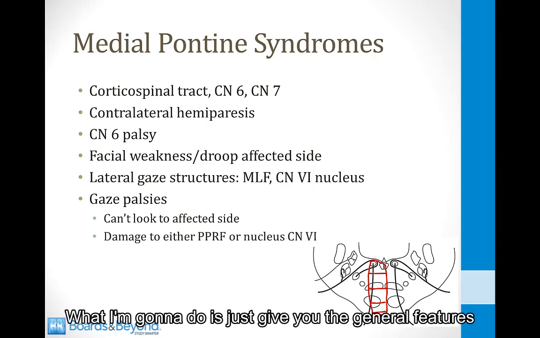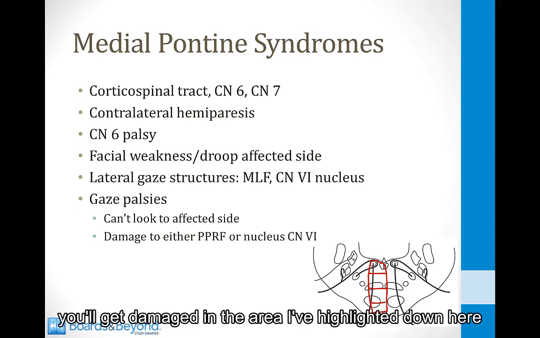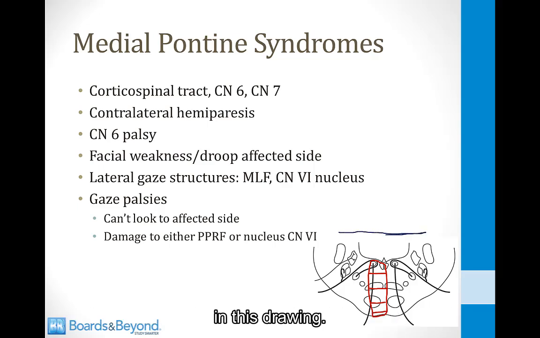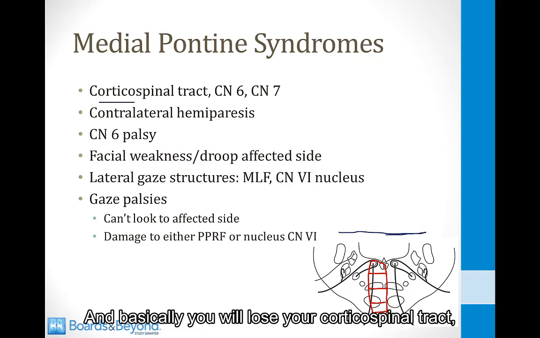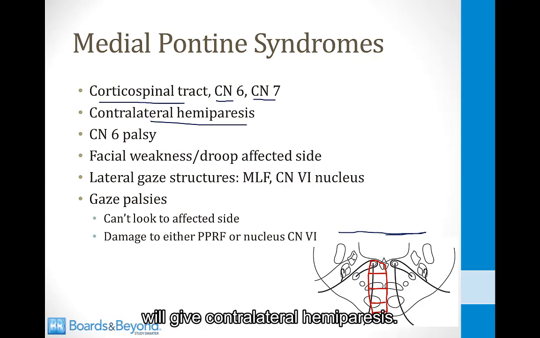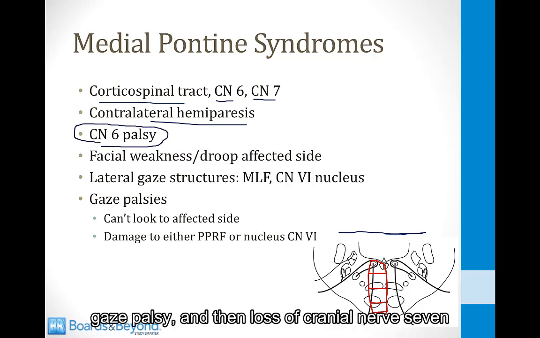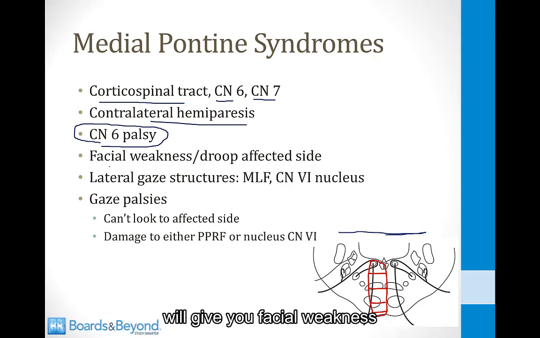show you lots of different syndromes. What I'm going to do is just give you the general features of medial pontine and lateral pontine syndromes. So if you have a medial pontine syndrome, you'll get damage in the area I've highlighted down here in this drawing, and basically you will lose your corticospinal tract, cranial nerve 6, and cranial nerve 7. So loss of the corticospinal tract will give contralateral hemiparesis. Loss of cranial nerve 6 will give a cranial nerve 6 gaze palsy, and then loss of cranial nerve 7 will give you facial weakness and droop on the affected side.